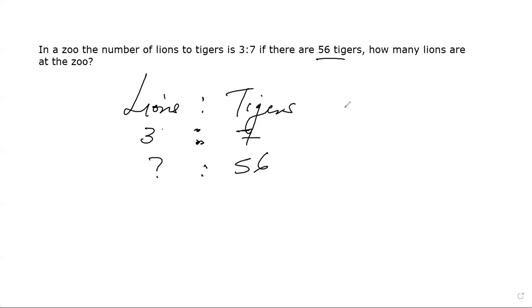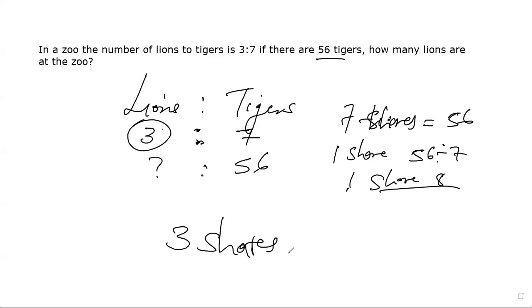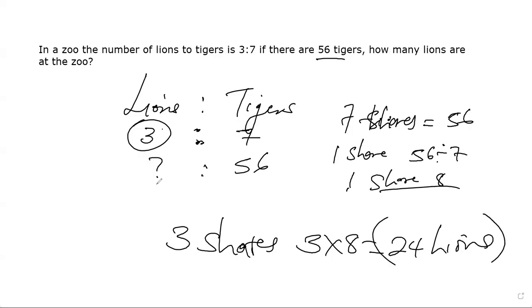So we know that 7 tigers, I'm not going to say tigers, I'm going to say shares. 7 shares is equal to 56. So 1 share is equal to 56 divided by 7. So 1 share is equal to 8. So if the lion is represented by 3 shares, wouldn't it be 3 times the 1 share, which is 8? So it's 3 times 8, which is 24 lions. So there are 24 lions.